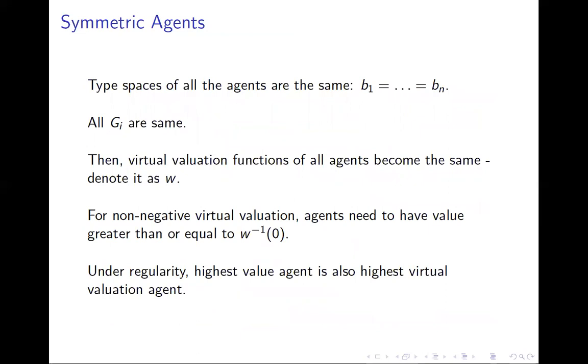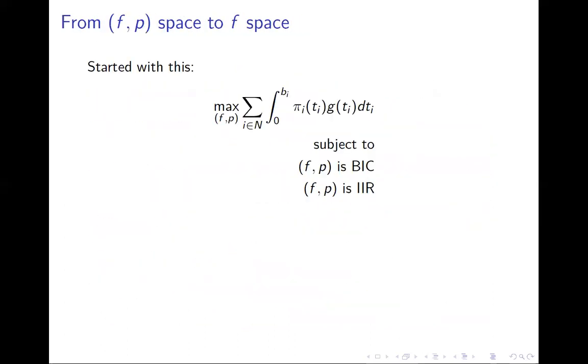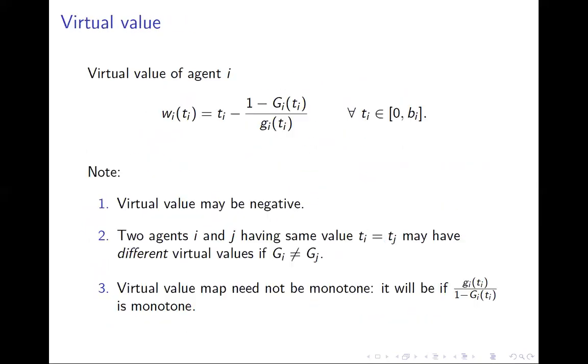So B1 equal to Bn. Okay, so everyone is drawing from the same support and all the GIs are same. So ex ante, all the agents are symmetric. In that case, the virtual valuation function is the same too, because remember what the virtual valuation function is.